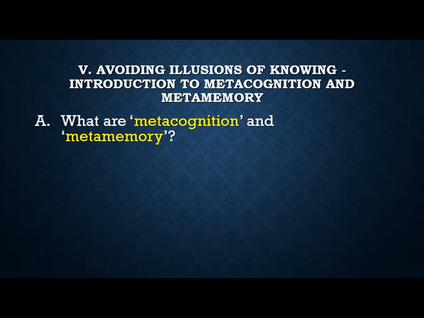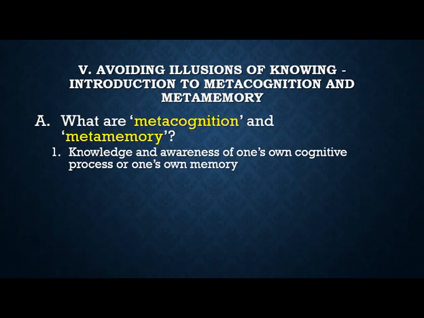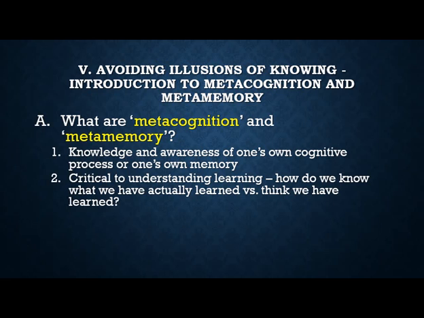So, basic introduction to these concepts. Metacognition and metamemory are knowledge and awareness of our own cognitive processes or our own memory. So when we're talking about metamemory, we're talking about evaluating and understanding and knowing what we know about our own memory. With metacognition, that's about our cognitive processes. This is critical to understanding learning, that is, understanding our own metacognition and metamemory skills, because how do we know what we've actually learned versus what we think we have learned? This is one of the things that we've talked about all along today, is trying to figure out what we know versus what we think we know versus what we really know.